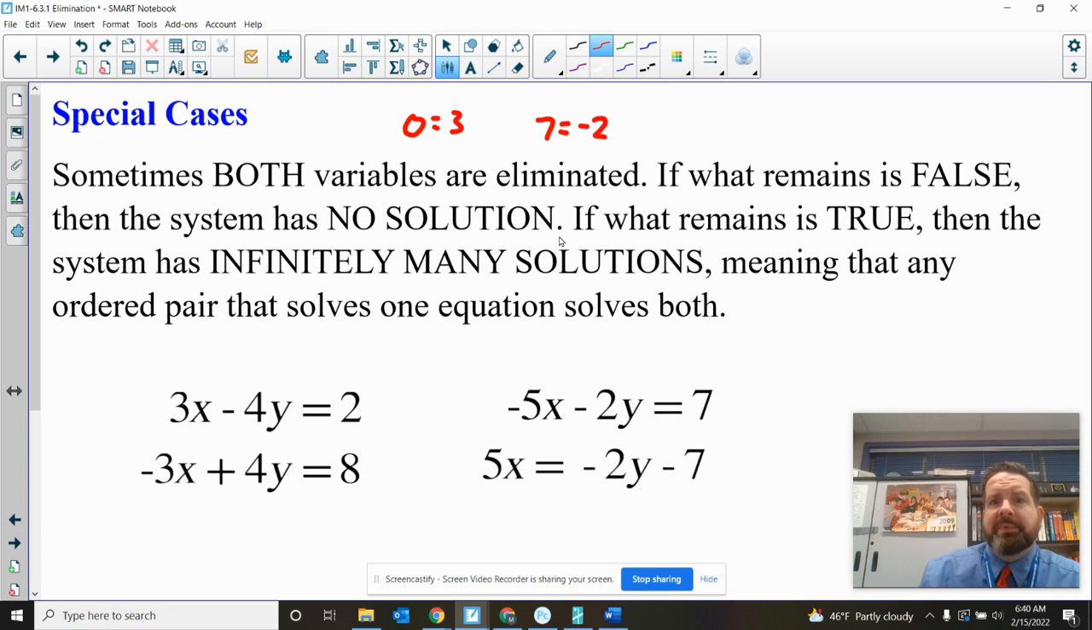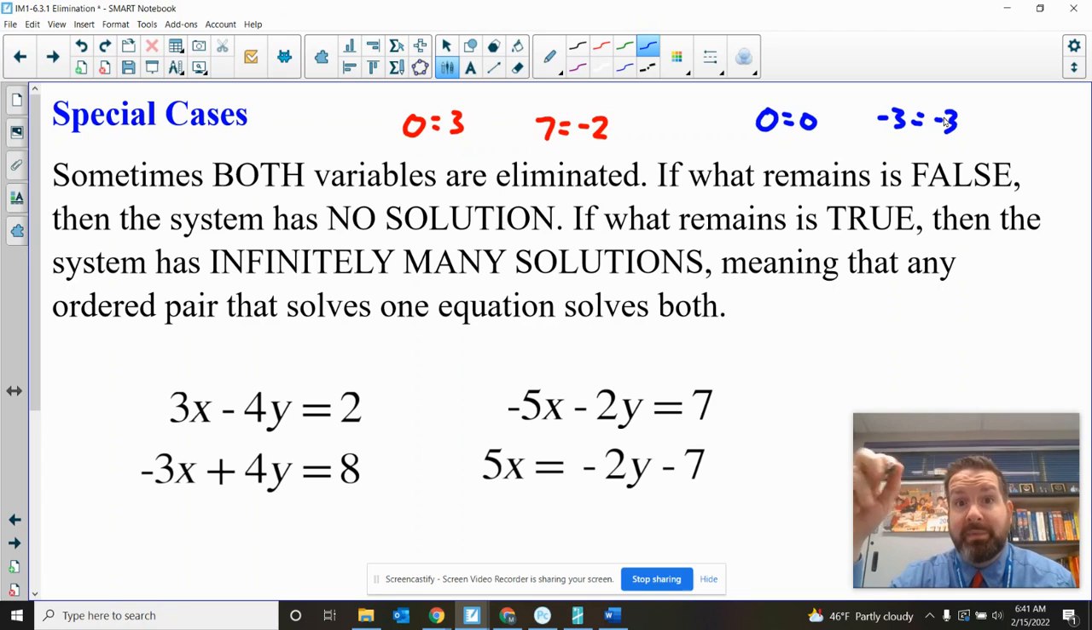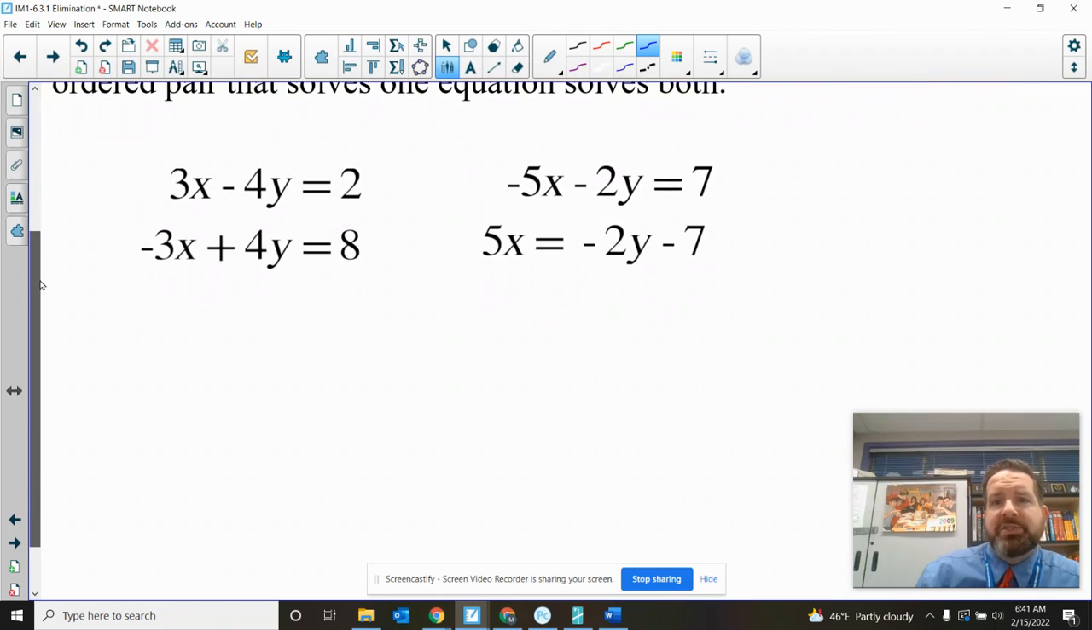If you end up eliminating both variables and are left with a true equation, something like 0 equals 0, that is true. Or -3 equals -3, that is true. Then what that means is that there's not just one solution to your system, there are lots of them. Infinitely many, as a matter of fact. Any ordered pair that makes the top equation true will also make the bottom equation true. Let's see how this shows up in our work by looking at these two examples.